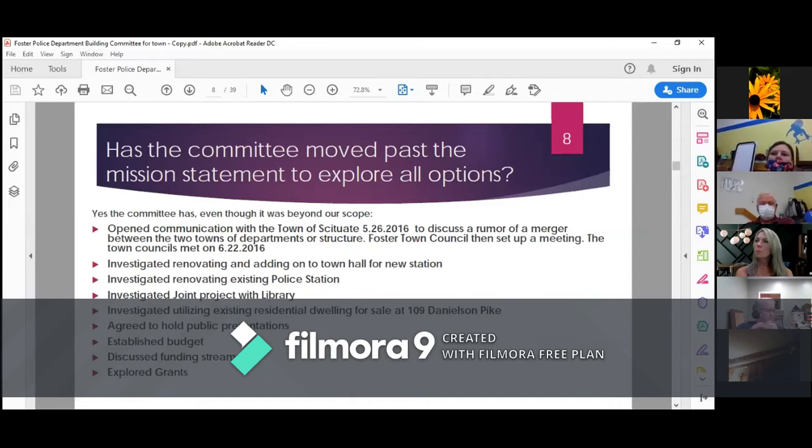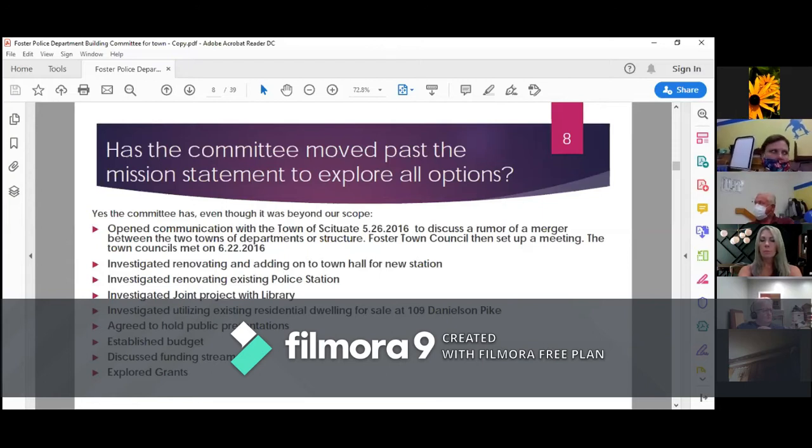So even though our mission statement pretty much said a new police station and we kind of got pigeonholed in there, it was mentioned at our very first meeting that there was an arrangement with the town of Situate to merge police departments, maybe merge buildings, maybe do a number of different things. We immediately took that to task. We went down to Situate, or I did actually. I got it agendized on 5/26/2016 to discuss it between the town of Situate and us. I was told they tabled me that night, and the council president, Mr.